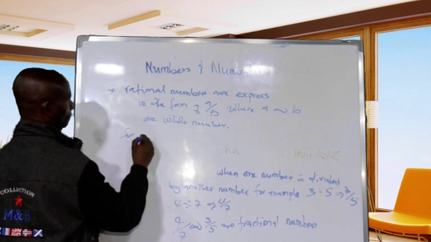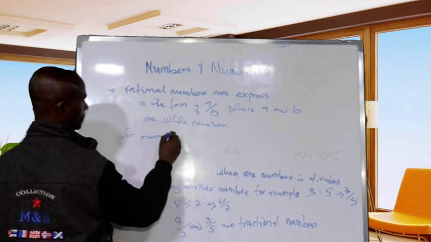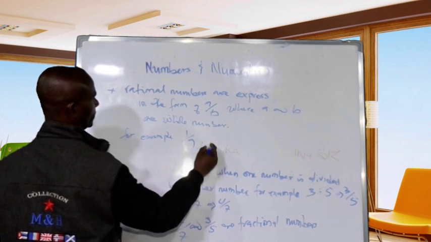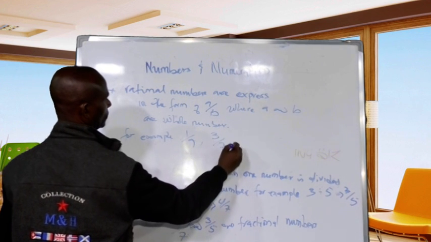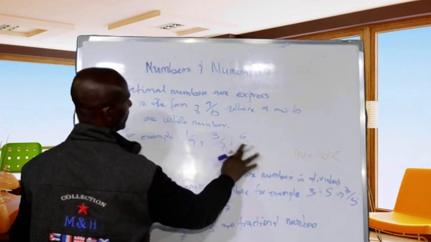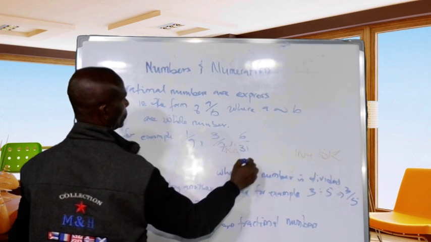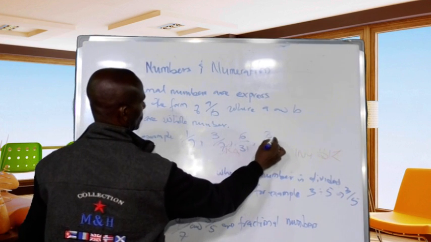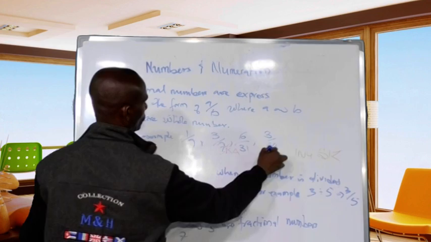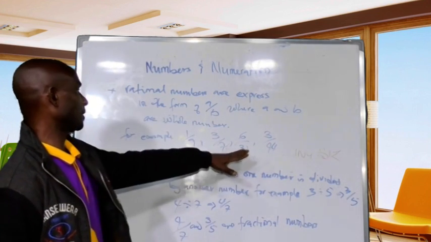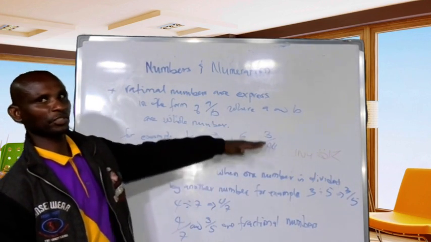For example, 1 over 9, 3 over 7, 6 over 31, 3 over 44. These are rational numbers. They are expressed in the form of fractions.